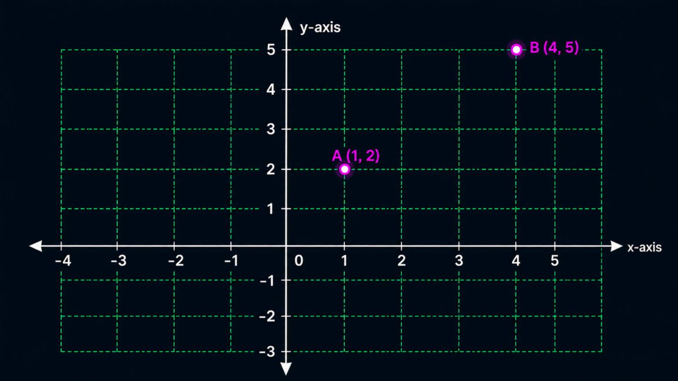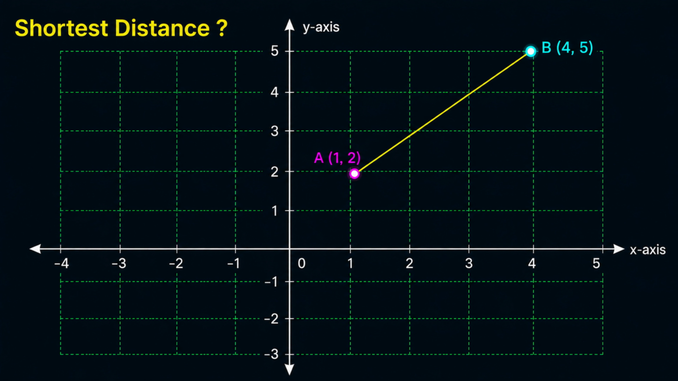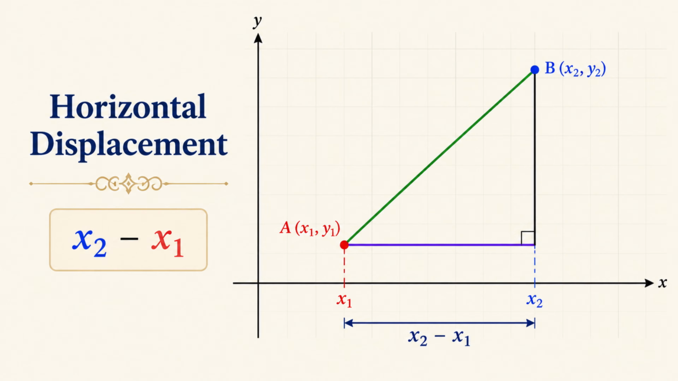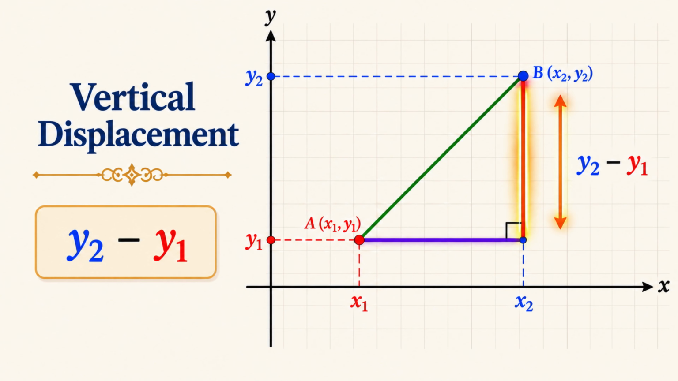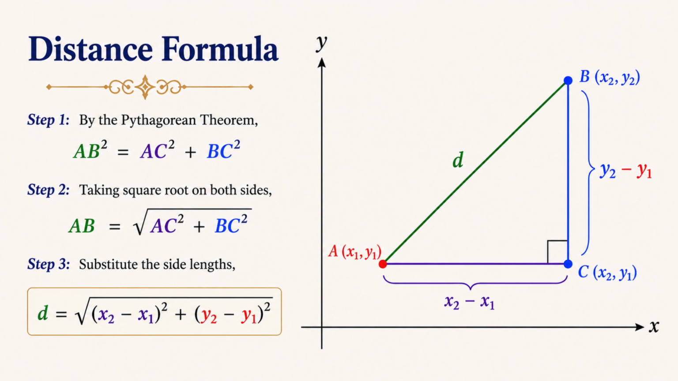Coordinates allow us not only to locate points, but also to measure distance geometrically. Suppose two points are connected diagonally. How do we calculate the shortest distance between them? This is where the Bodhayan-Pythagoras theorem becomes important. The horizontal displacement between 2 points is x2 minus x1. The vertical displacement is y2 minus y1. Together, these form a right triangle. Using the Pythagorean relationship, we obtain the distance formula.